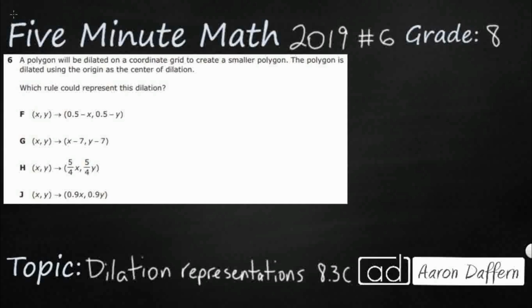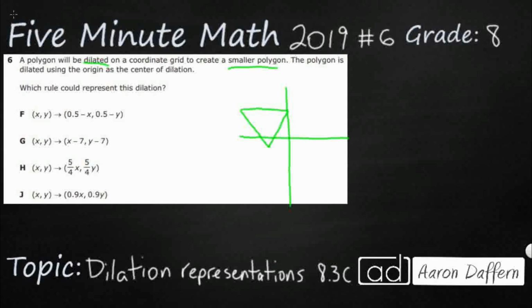So we have a polygon. They don't even tell us what it is. It's just a random polygon. It's going to be dilated to create a smaller polygon. And then we need to find the rule. Well, let's draw something. Let's just put a coordinate grid here. Let's just see what would happen if we do some of these things. So polygon. All right, well, they're not going to give it to us. So let's just kind of make a triangle. I guess we could just kind of make that triangle right there.